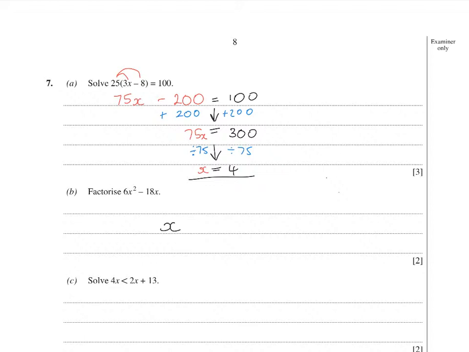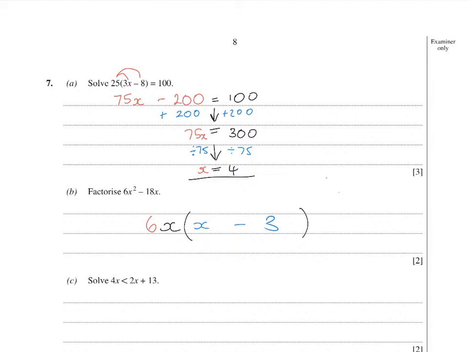And then 2 quite clearly goes into both those, they're both even. 3 actually goes into both of them as well. And if 2 and 3 go into something, that means 6 goes into it as well, because 2 times 3 is 6, okay? So I must have the 6 outside there. Brackets. So what times by 6x makes 6x squared? And the answer is x. And then minus, because it's a minus sign there. What times by 6x makes 18x? And the answer is 3.